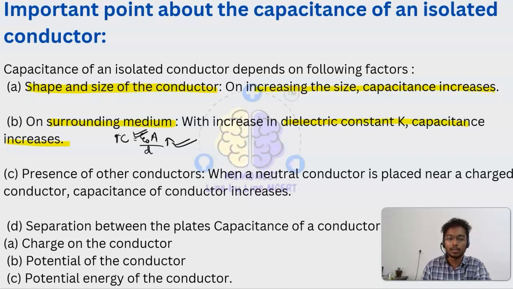Presence of other conductors: when a neutral conductor is placed near a charged conductor, the capacitance of the conductor increases. Separation between the plates of the conductor does not depend on the charge of the conductor. As I have just told, the capacitance will not depend upon the charge, then the potential of the conductor, and then the potential energy of the conductor. So the capacitance will not depend on these three.